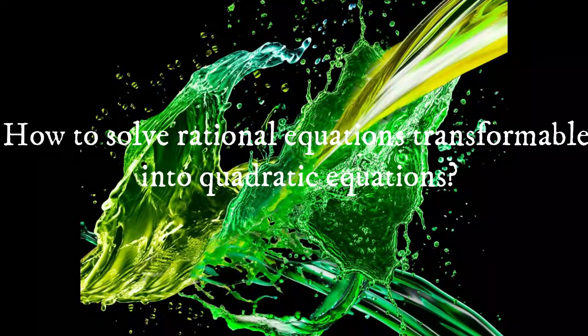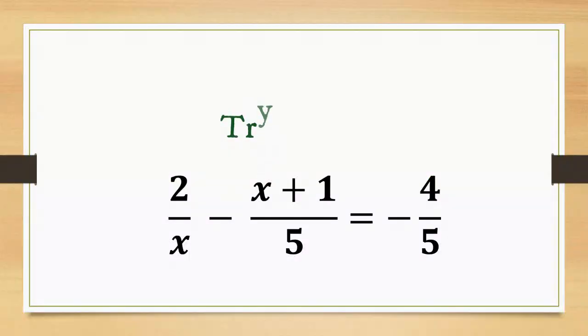After we understand how to transform rational equation into quadratic equation, the next question is how to solve rational equation transformable into quadratic equation. Let us try to solve this equation. 2 over x minus x plus 1 all over 5 equals negative 4 over 5. And of course, we're going to transform this rational into quadratic equation. And that is by identifying what is the LCD, multiply both sides by the LCD, and then simplify the result.